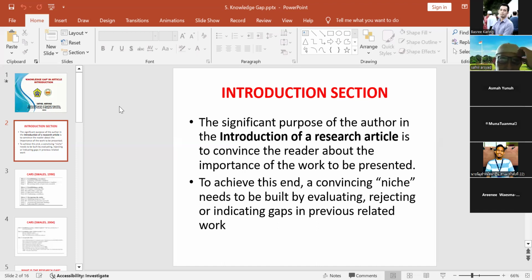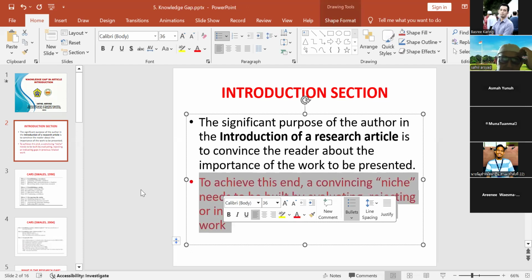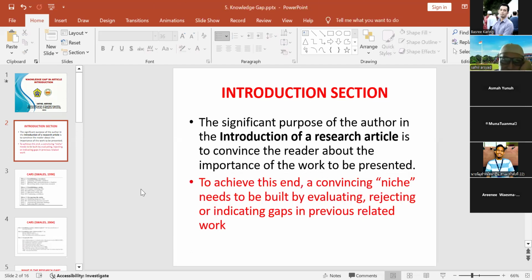This is the beginning. The centrality claim. To achieve this end, a convincing niche, this is the research gap, needs to be built by evaluating, not just by describing or commenting. By evaluating, we look at the strengths and weaknesses, limitations, or even rejecting, or indicating gaps in previous related work. So this is the way to produce research work, the research gap.